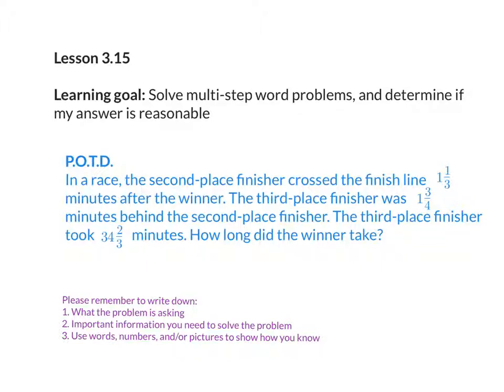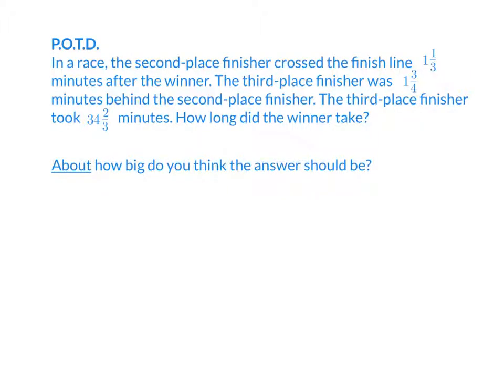Okay? So our problem of the day says, in a race, the second place finisher crossed the finish line 1 1/3 minutes after the winner. So if the winner took 1 minute, how many minutes did the second place finisher take? If he took 1 1/3 minutes more than the winner. If the winner finished the race in 1 minute, how much time did the second place person take? Talk to your table group.